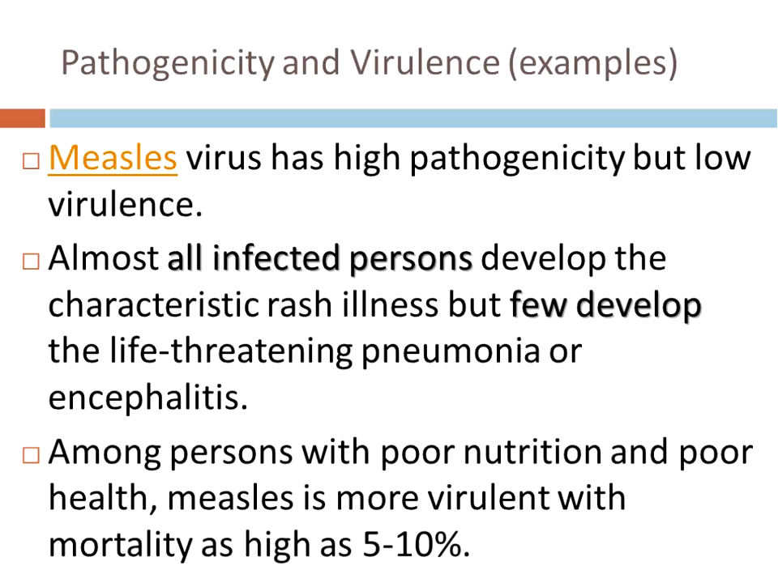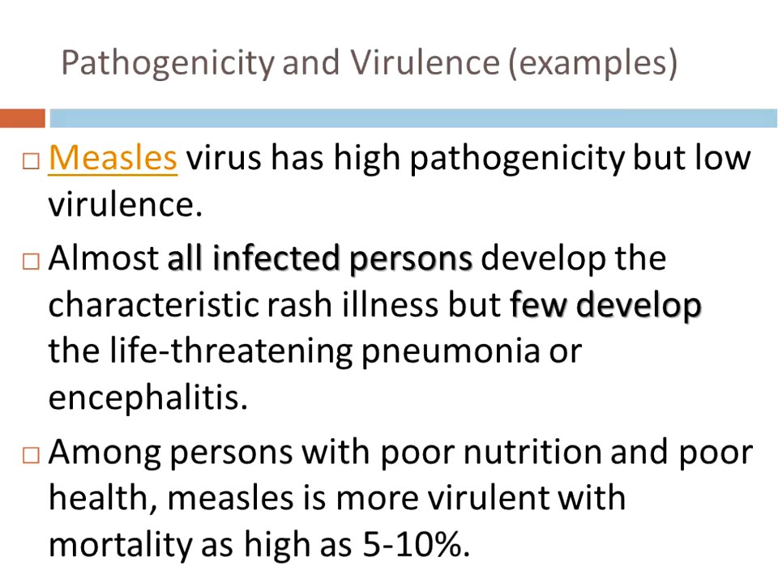Versus measles. Measles has a high pathogenicity but a low virulence. Among all infected persons, nearly all develop the characteristic rash. So everybody infected develops some kind of pathological change, whether it's severe or not. But very few develop a life-threatening disease such as pneumonia or encephalitis.